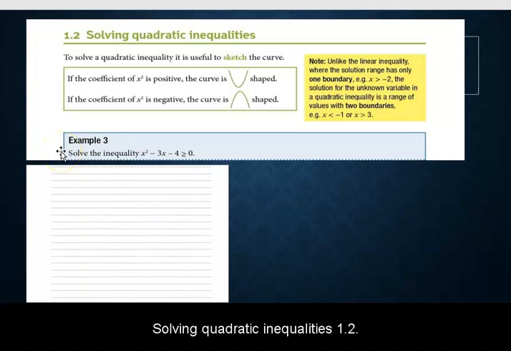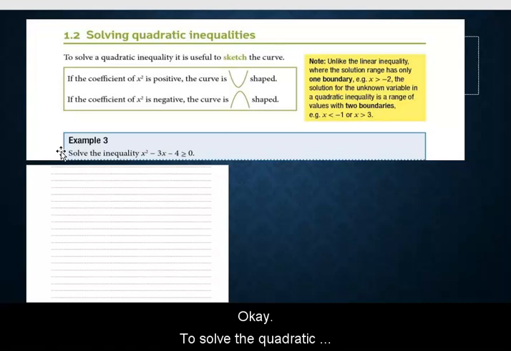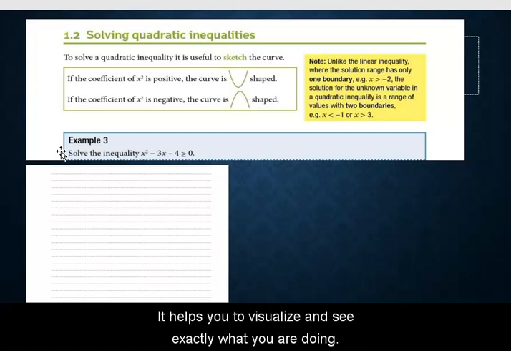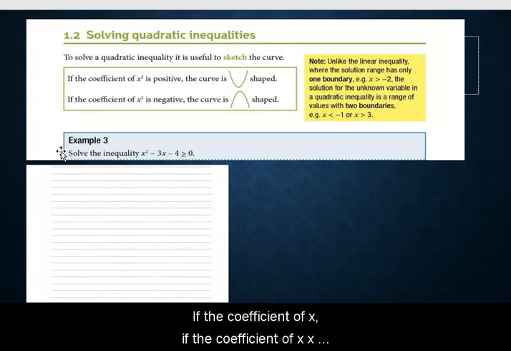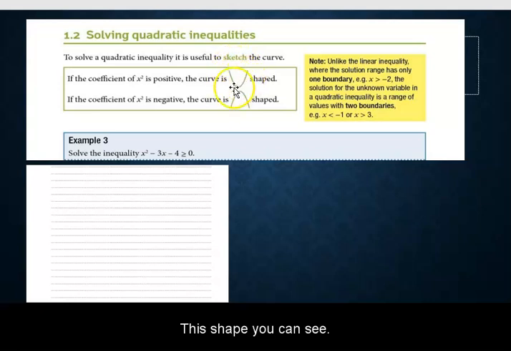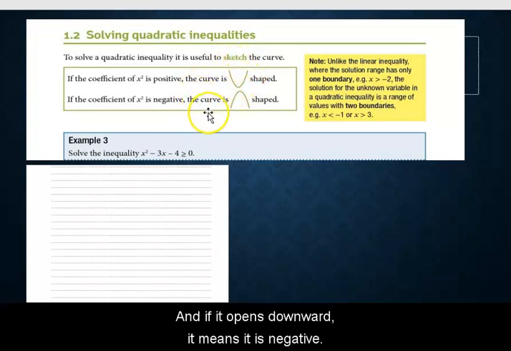Solving quadratic inequalities 1.2. To solve a quadratic inequality, it is useful to sketch the curve. It helps you to visualize and see exactly what you are doing. If the coefficient of x squared is positive, the curve opens upward. This shape you can see. And if it opens downward, it means it is negative.